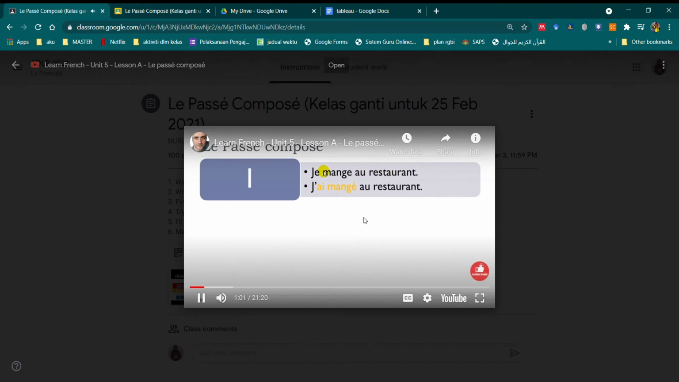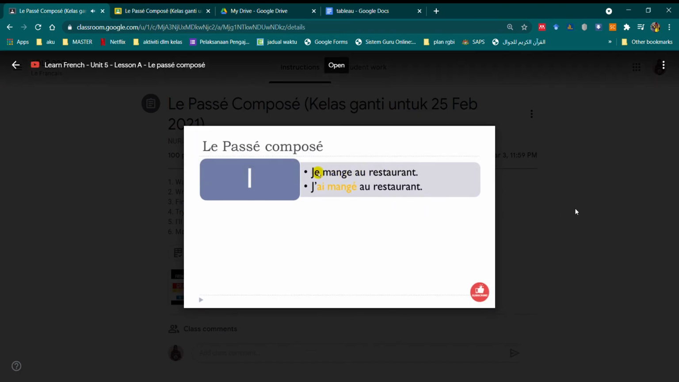Restaurant. And so if you look carefully, you can see that this sentence is at the present tense. Okay, je mange au restaurant. So I eat at the restaurant. Okay, and then here I wanted to show you what this passé composé form looks like.